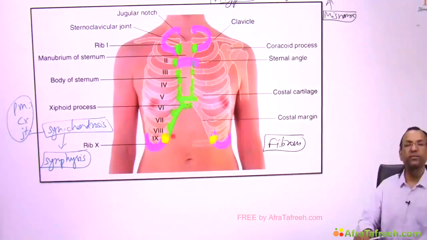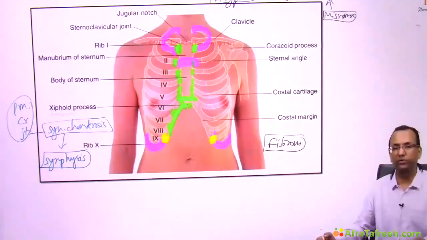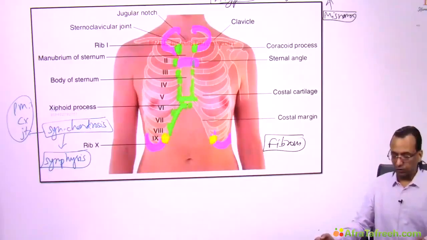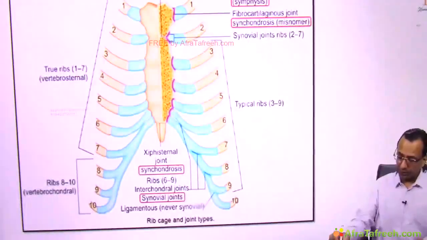Who is the last rib in the front view? It is the 10th rib here. And it is a fibrous joint. These are all MCQs you have to memorize. So this is a quick revision now. As you revise, I told you.